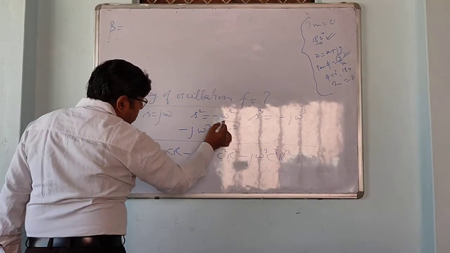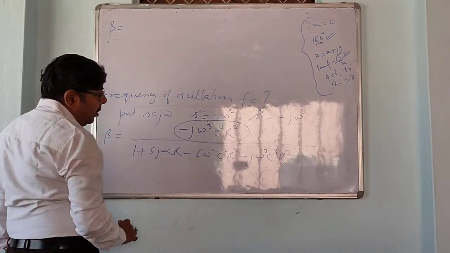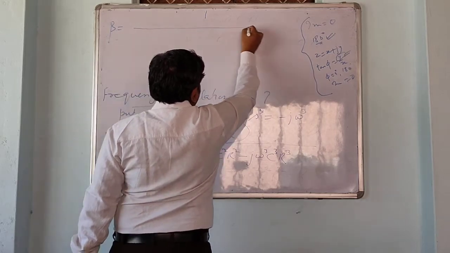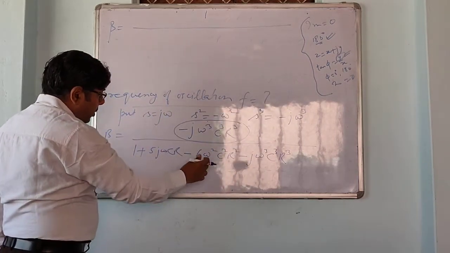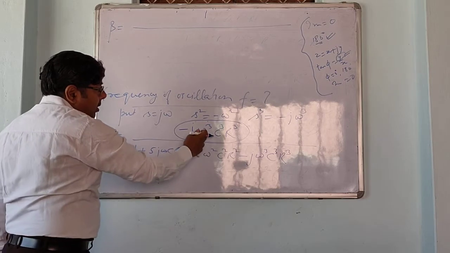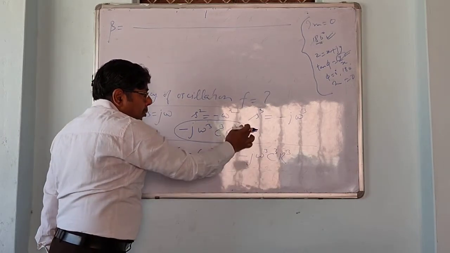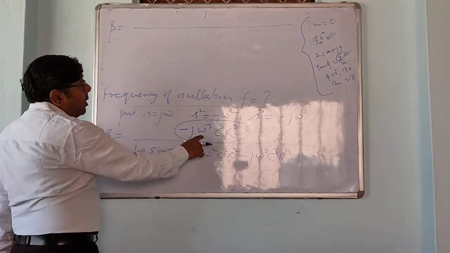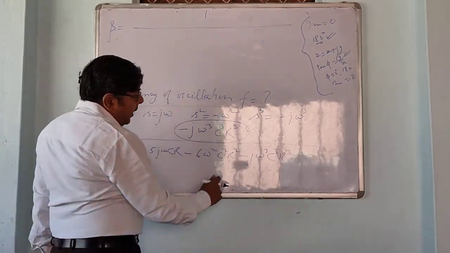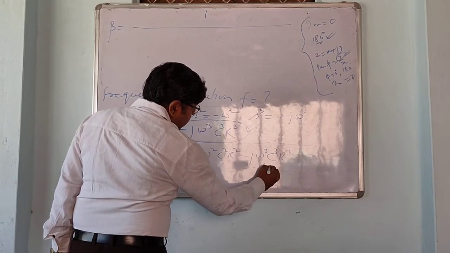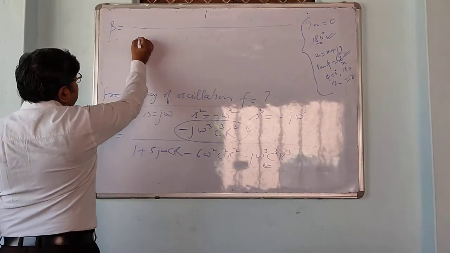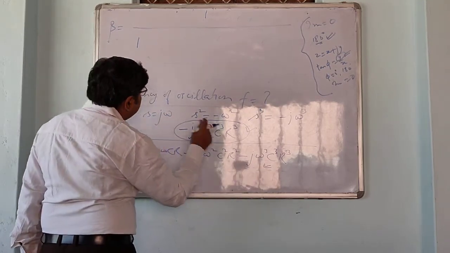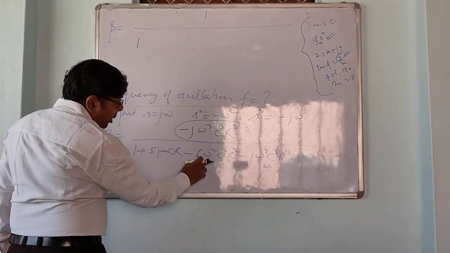So divide this whole term by this numerator. In the numerator you will get 1. When we divide this whole expression by this term, numerator and denominator both are divided by this term. So in the numerator you will get 1, and in the denominator at this place you will get 1. We are writing the last term first. Here at this place you will get 1. And what about this?